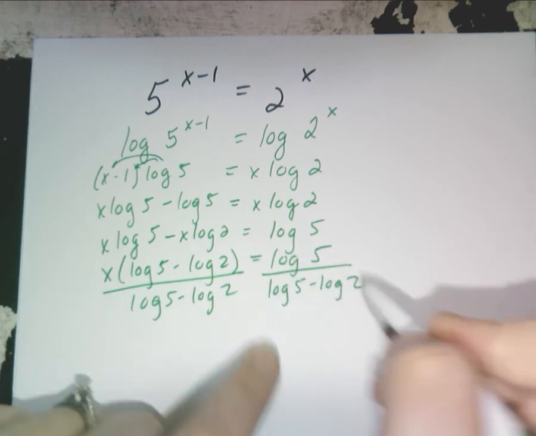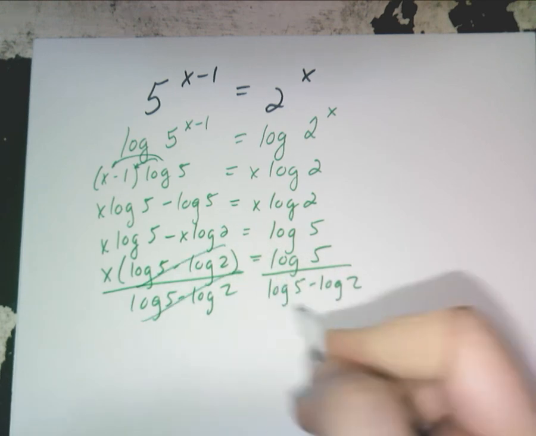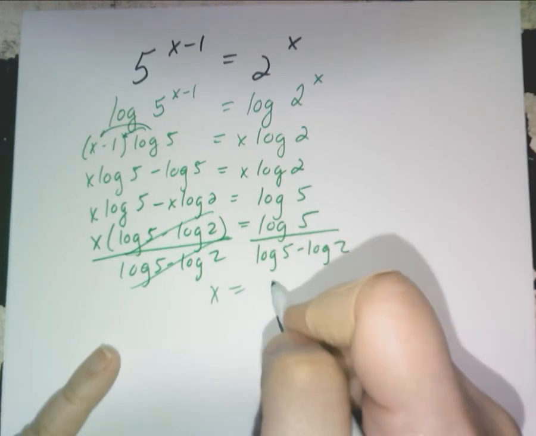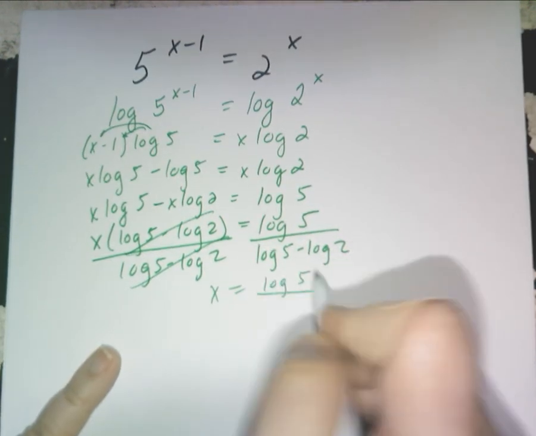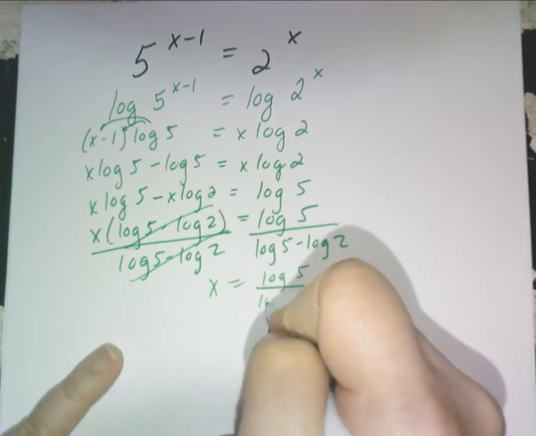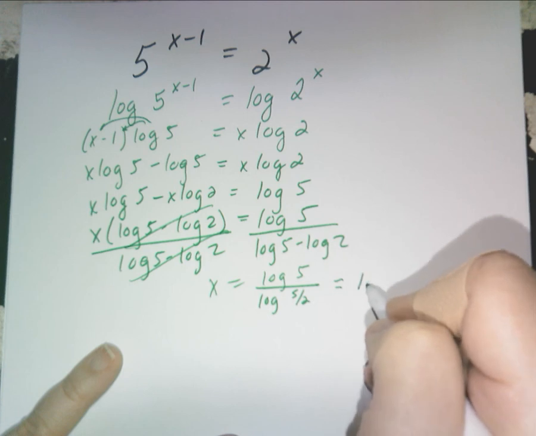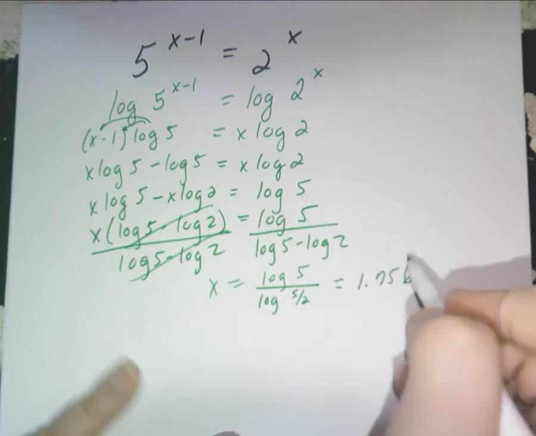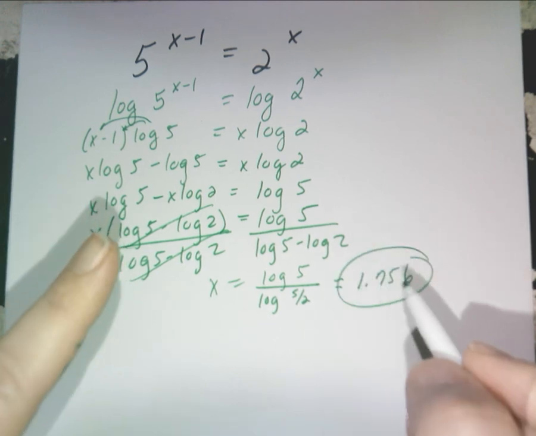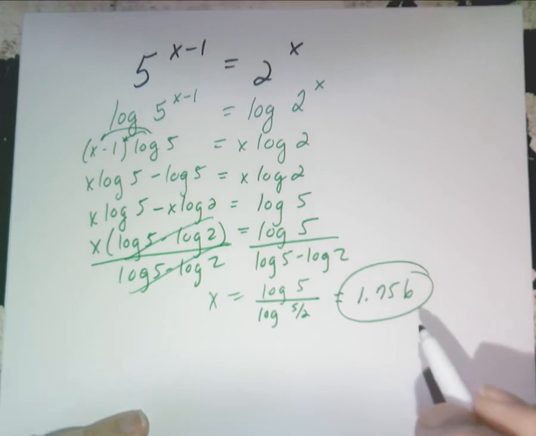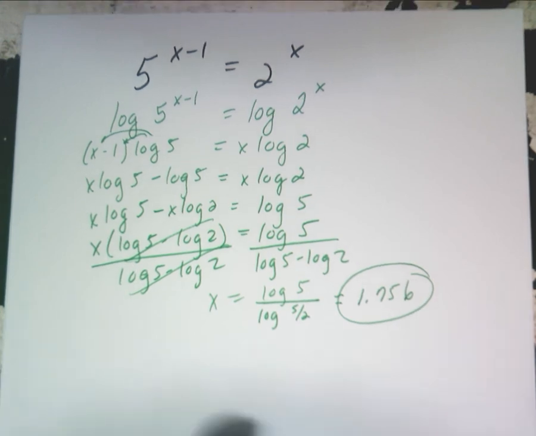You have the right answer, you just don't know how to write it correctly. X equals, so the answer would be log 5 over, how do you write that? Log 5 over 2. Yes. Which equals 1.7. Which if you put it in your calculator is 1.756. That is awesome. That's fine. Can I show you one more thing?